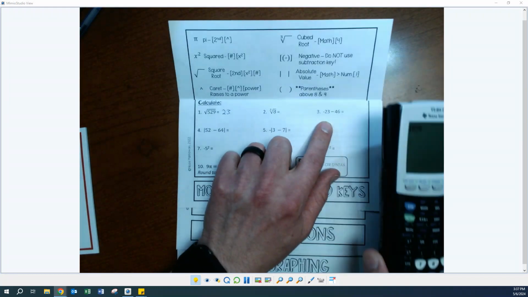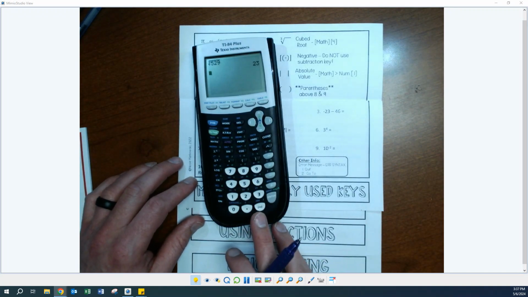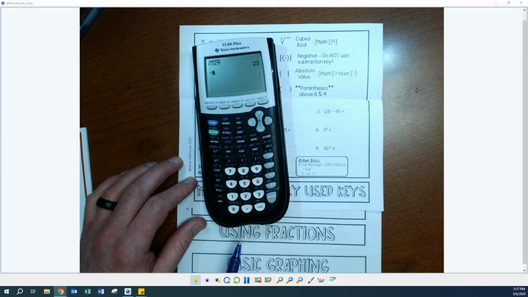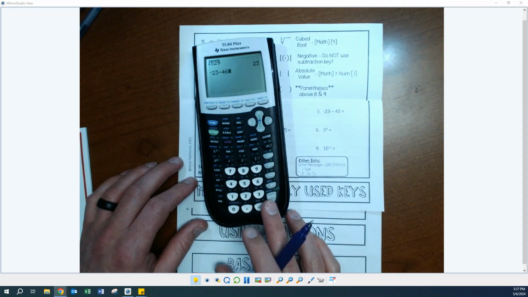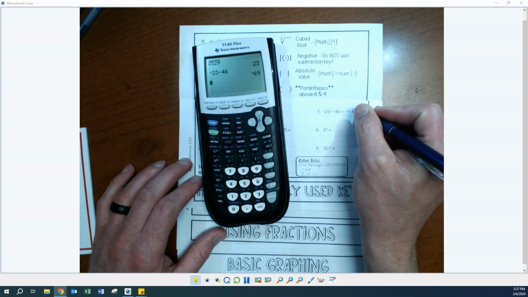If I want to look at problem number 3 right here, it has a negative, so we have to hit this button right here: negative 23 minus 46. Hit enter, and it does the calculating for us, which is negative 69.